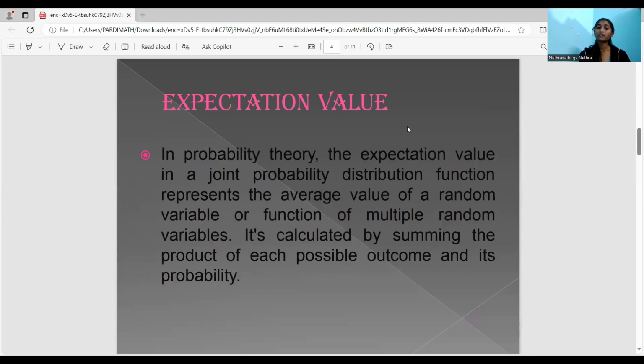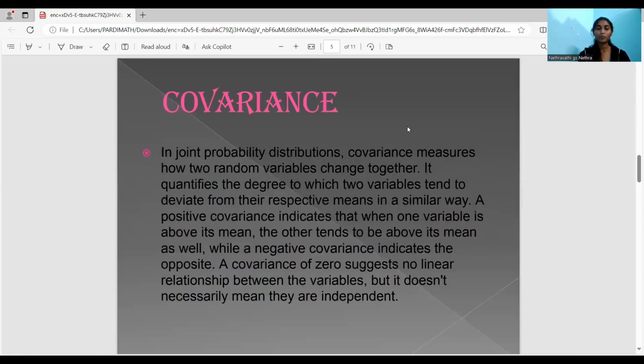Now, the expectation value of a joint probability distribution. In probability theory, the expectation value in a joint probability distribution function represents the average value of a random variable or a function of multiple random variables. It is calculated by summing the product of each possible outcome and its probability.